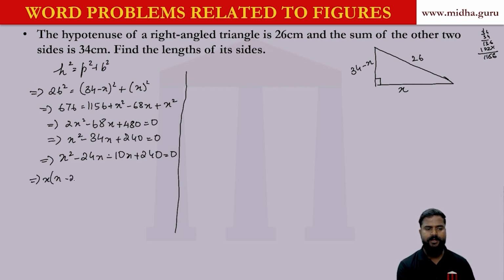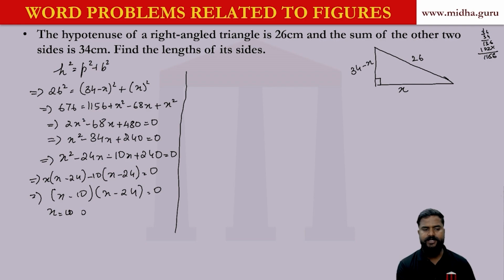So I take x as common, I get x minus 24. And then I take minus 10 as common, I again get x minus 24. So x minus 10 into x minus 24 is equal to 0, which means x is equal to 10 or x is equal to 24. Again, we come to a juncture where we have two solutions for the variable, and both are real and natural numbers. And since we know that the measurements of geometric figures should be positive real numbers, we may think that 10 may be one answer and 24 may be the other.